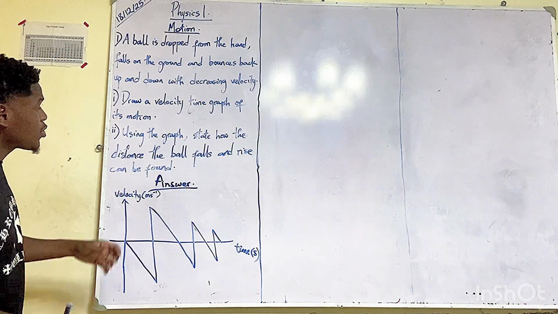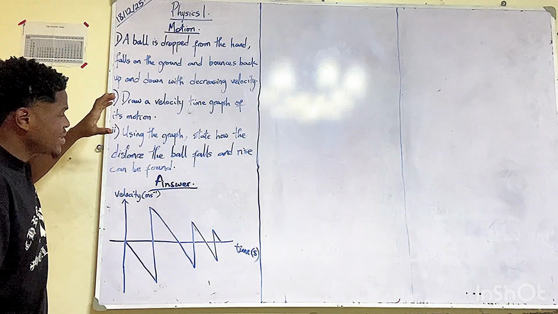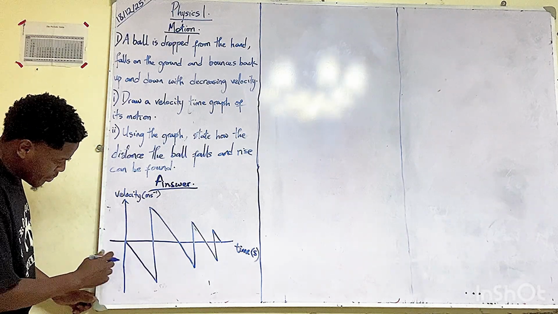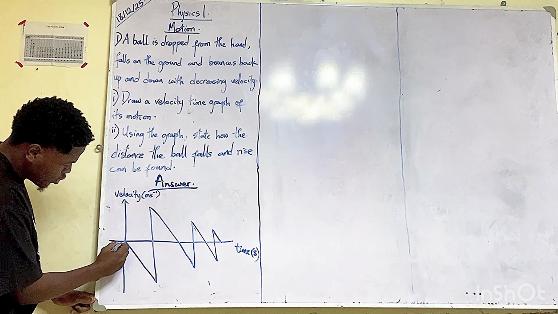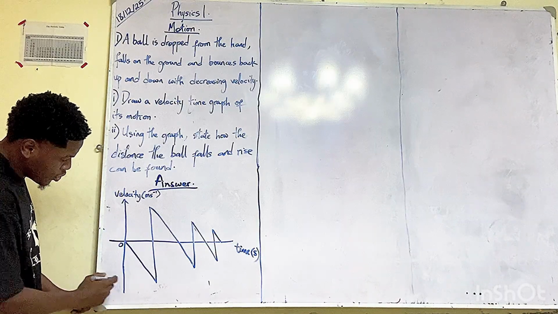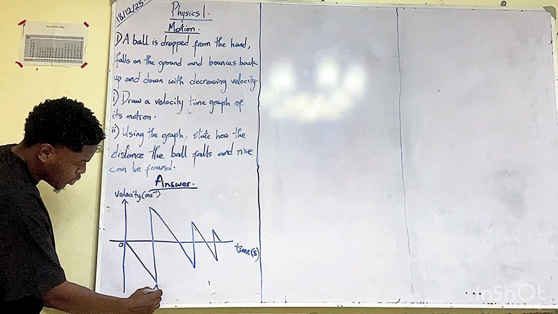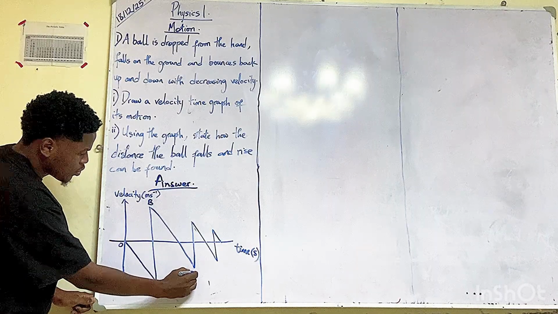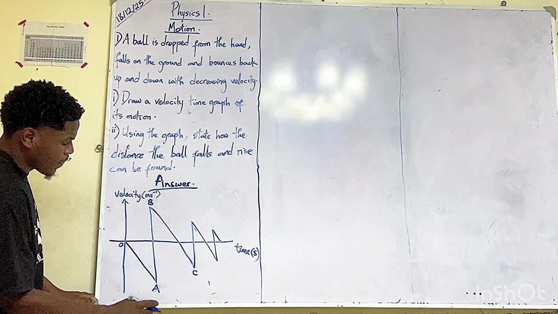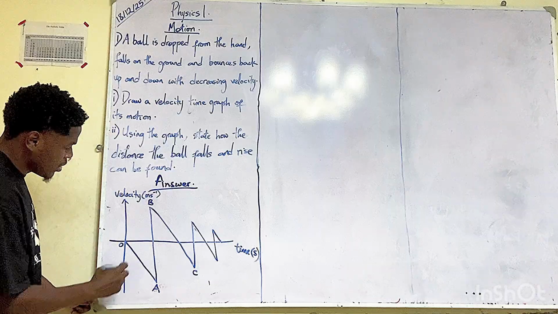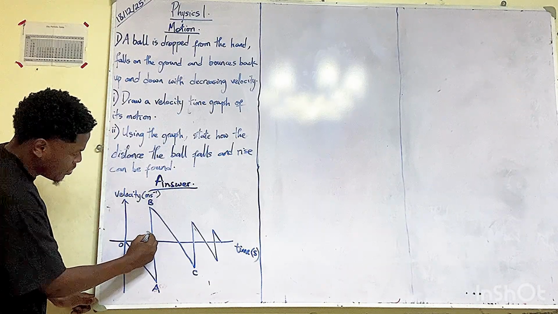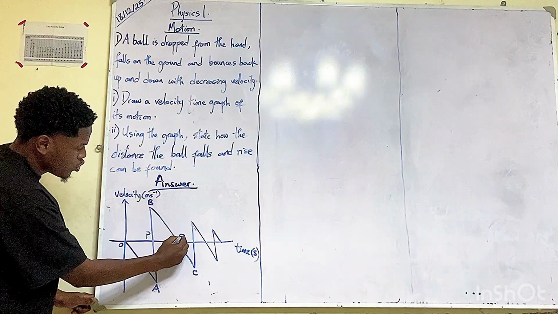So to answer the second question, which is the distance the ball falls and rises, let's label this. Let's call this point O, that's the origin. Let's call this point A, this one B, this one C. Then this middle point here, let's call this one P, and let's call this one Q.